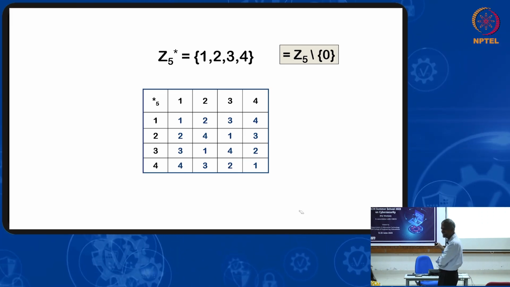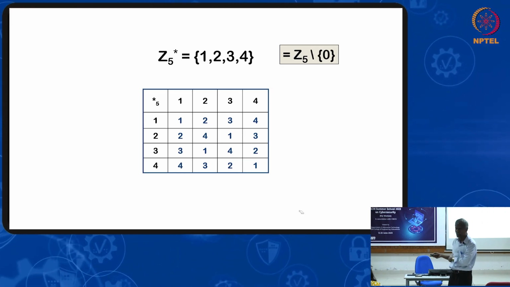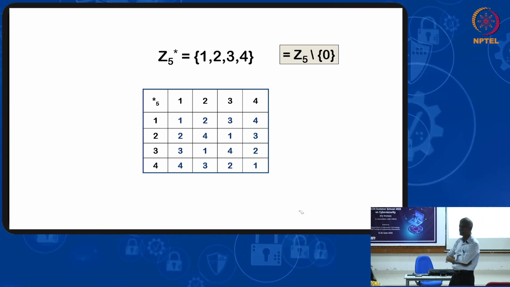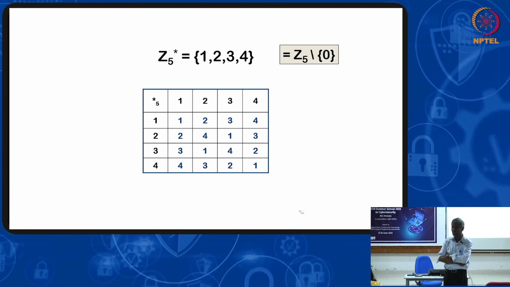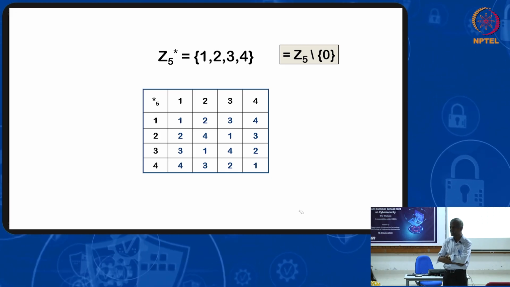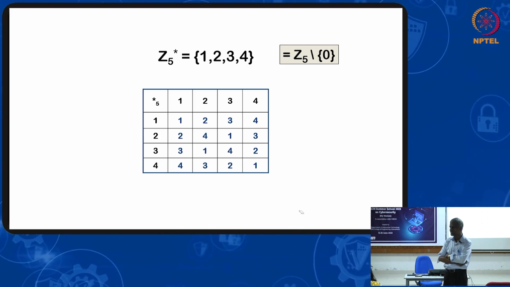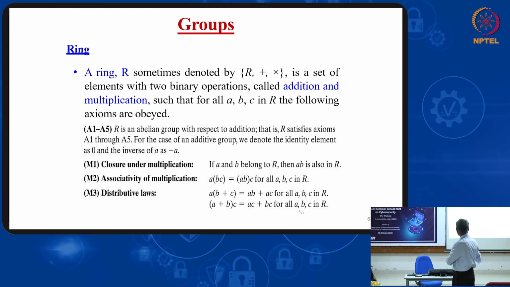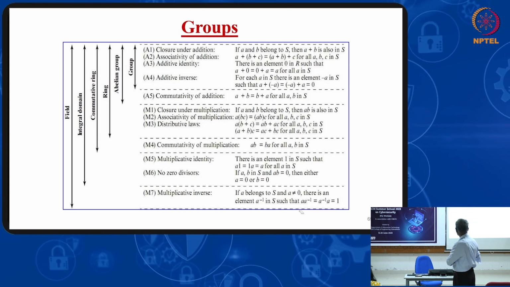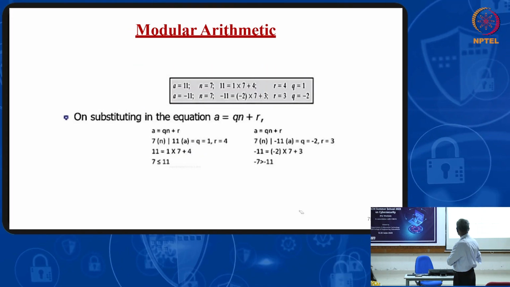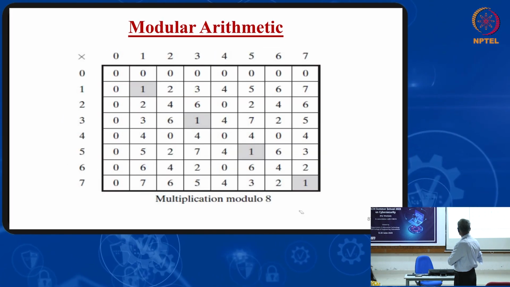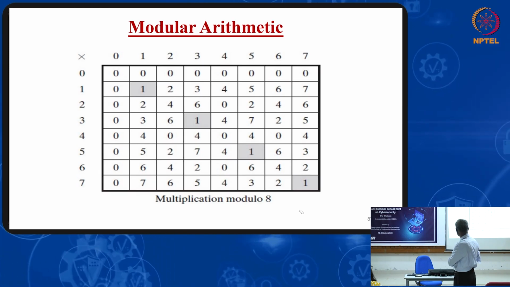From where have I started? 1. Take pi and pi, that is 4 and 4. How much is coming? 4 4s are 16, mod 8 is 1. So in the last line you are putting 1. This is multiplication modulo 8.